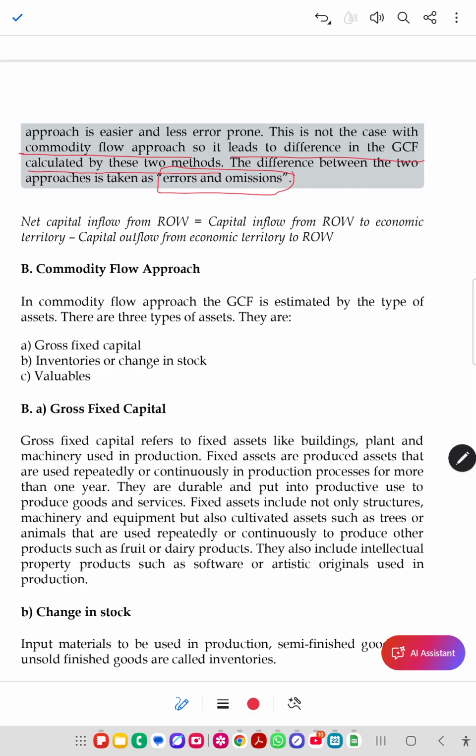Net capital inflow from rest of the world is equal to capital inflow from rest of the world to economic territory less capital outflow from the economic territory to rest of the world. Commodity flow approach. The gross capital formation is estimated by the type of asset. There are three types of assets: gross fixed capital, inventories or change in stock, and valuables.